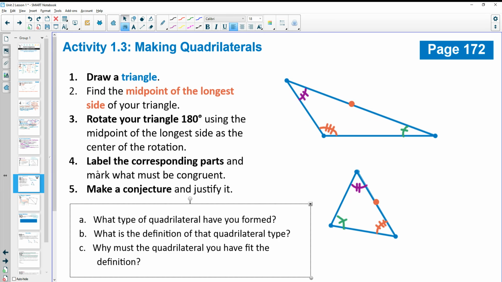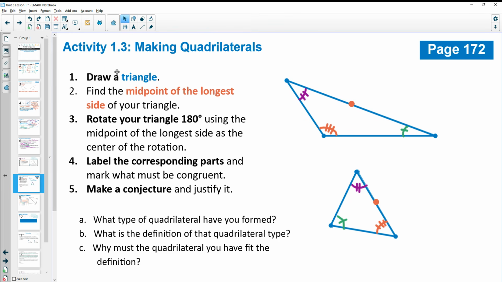All right, then activity 1.3. So in your book on page 172, you should draw a triangle. And then you're going to find the midpoint of the longest side. So whatever size triangle you want to draw, I've drawn two here. Then find the midpoint of the longest side. And you can fold your paper in half. You can just take one finger in and try and find the center.